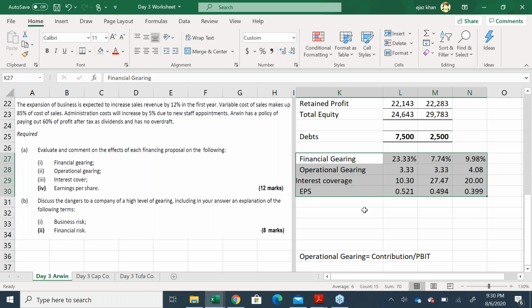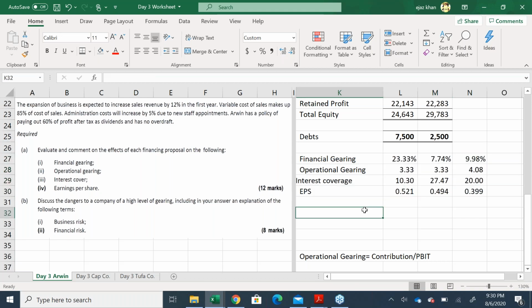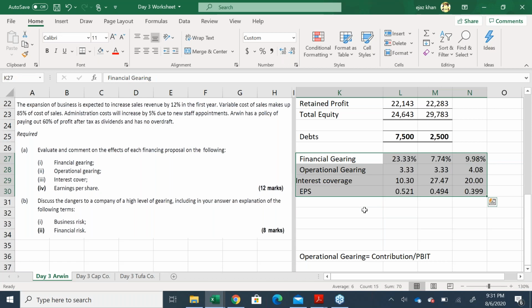Now comes the evaluation. We're done with the calculation part. Now we have two choices, either to go for debt finance or equity finance, right? But we have to base our commentary or evaluation on these factors.